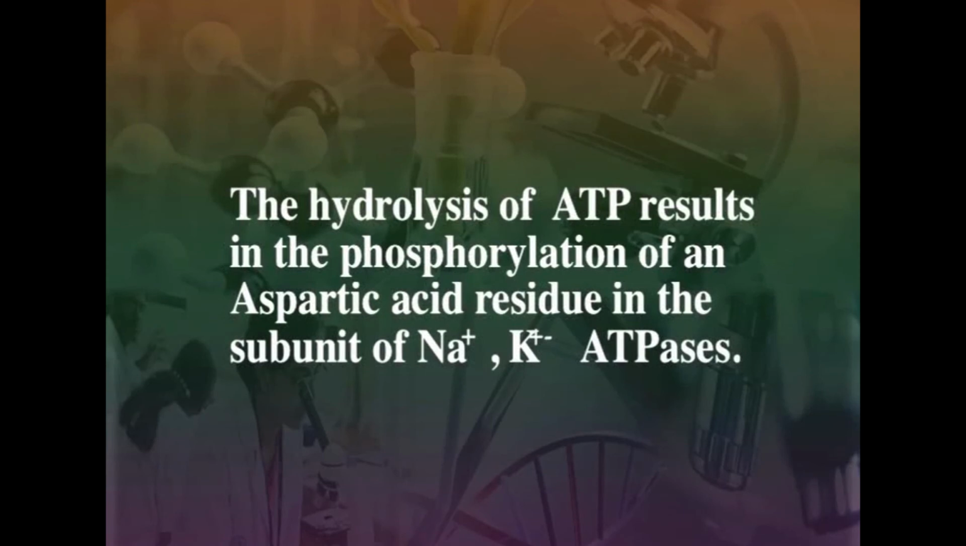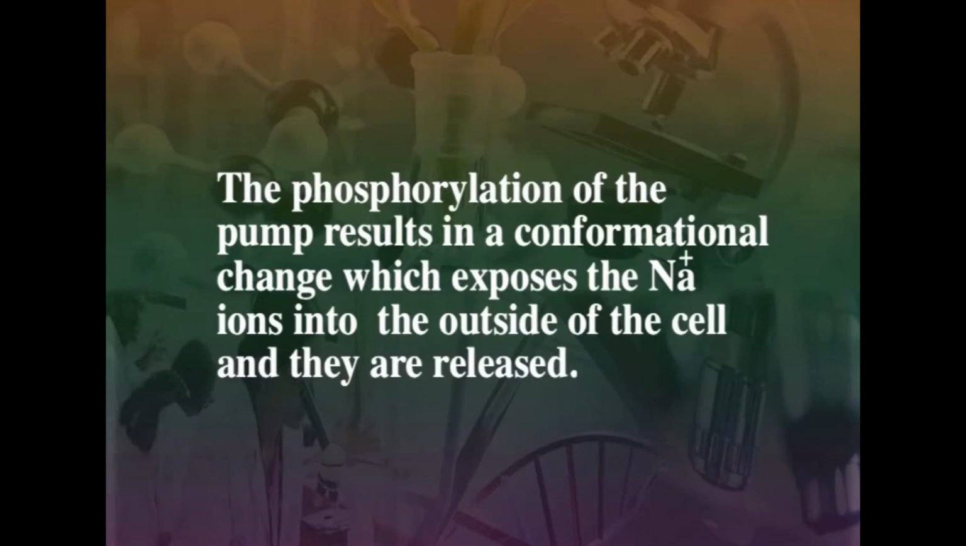When ATP is bound to sodium potassium ATPases, they can bind to intracellular sodium ions. The hydrolysis of ATP results in the phosphorylation of an aspartic acid residue in the alpha subunit of sodium potassium ATPases. The phosphorylation of this residue results in release of ADP. The phosphorylation of the pump results in a conformational change which exposes the sodium ions to the outside of the cell and they are released.